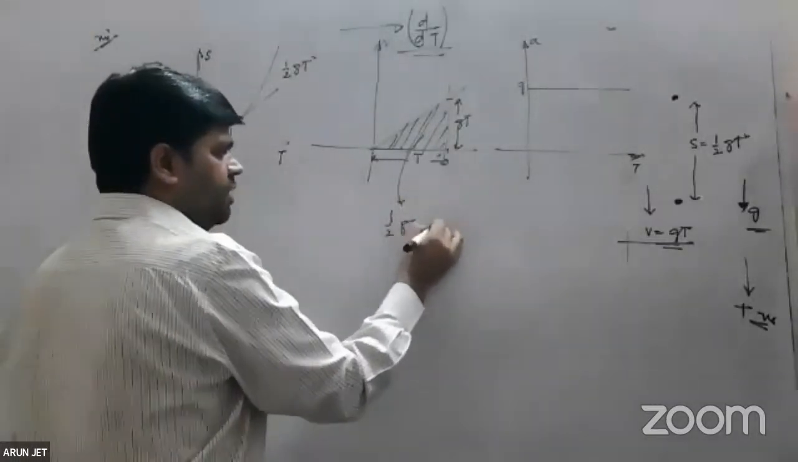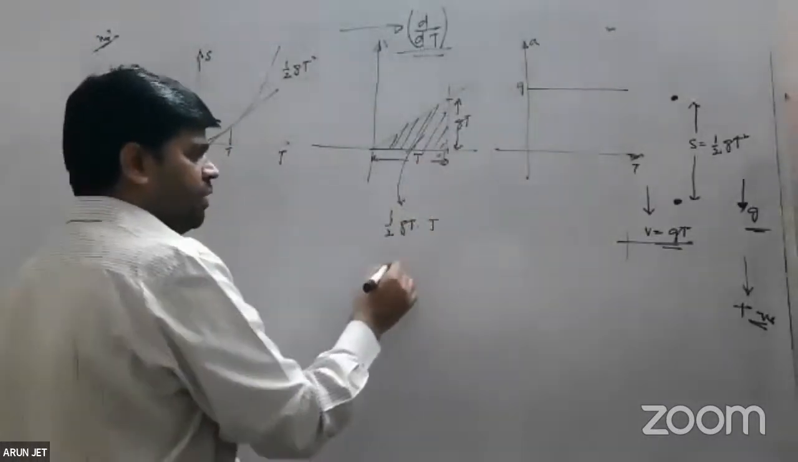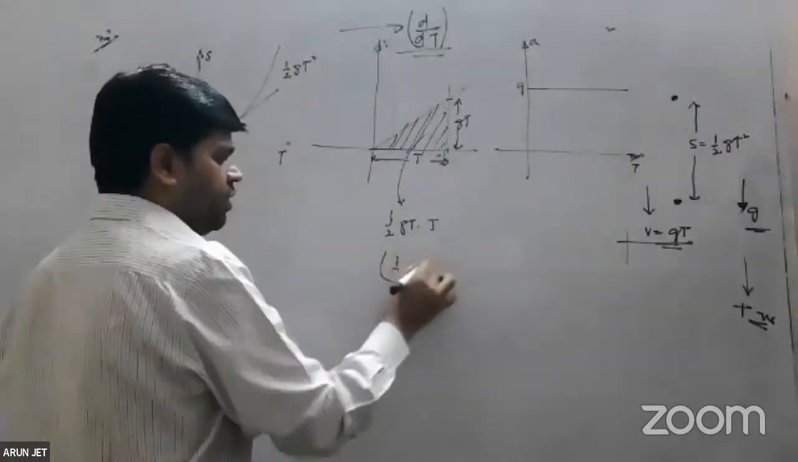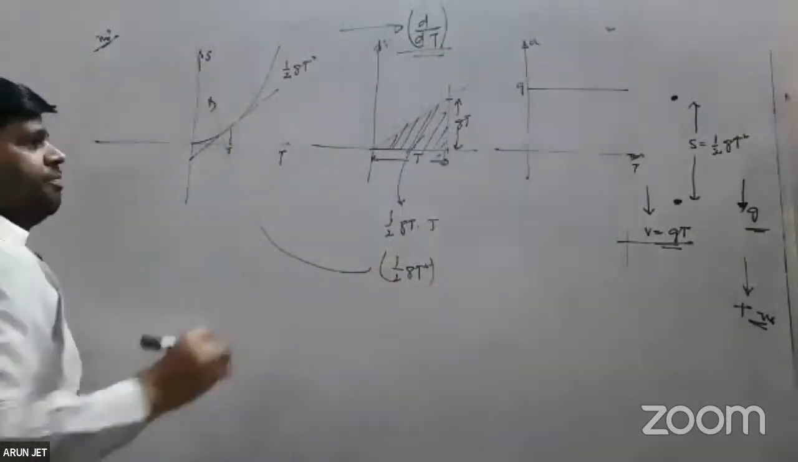Half g t into t. Half into base into height. So half g t square. What is this? It is nothing but displacement.